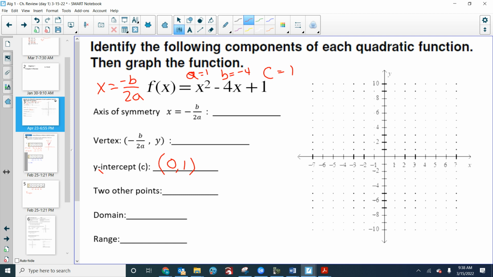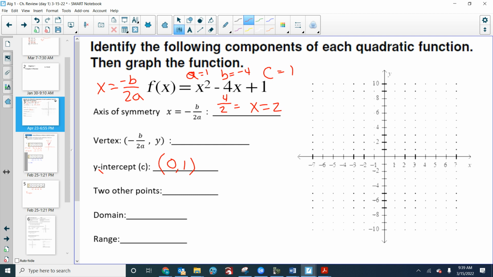All right. So let's plug in. What's the opposite of b? 4. Right? Because it's negative 4. What's negative 1 times negative 4? 4. 2 times 1 would be what? 2. So what is it? And don't forget, write it like that.